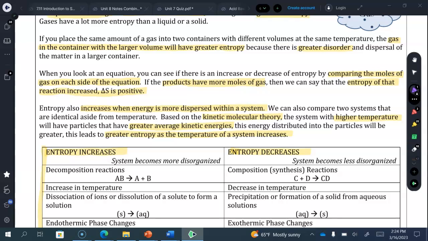Entropy also increases when energy is more dispersed within a system. We can also compare two systems that are identical aside from temperature.